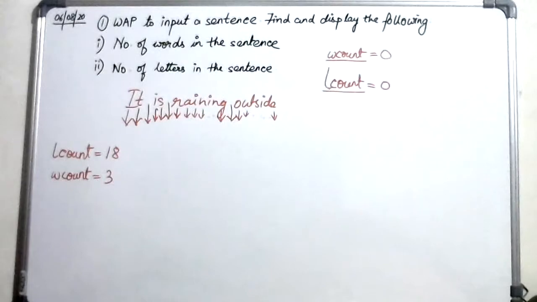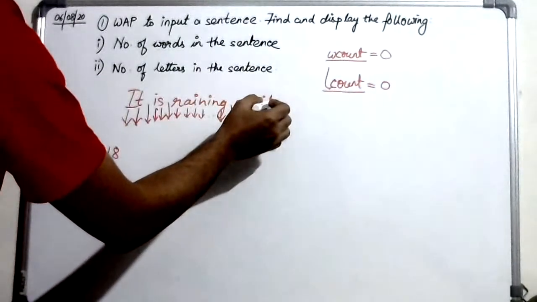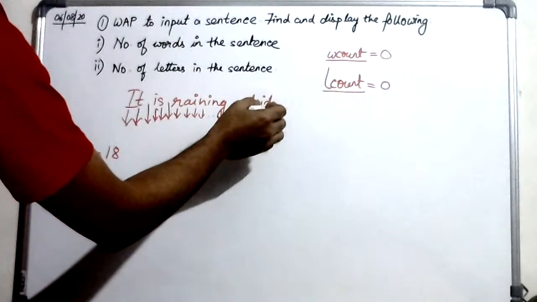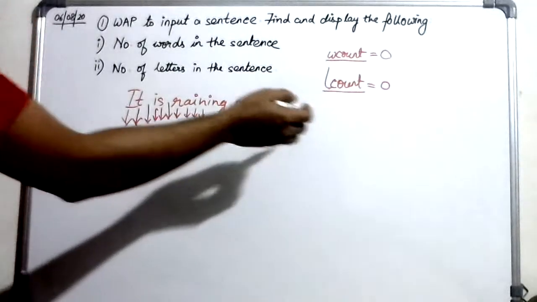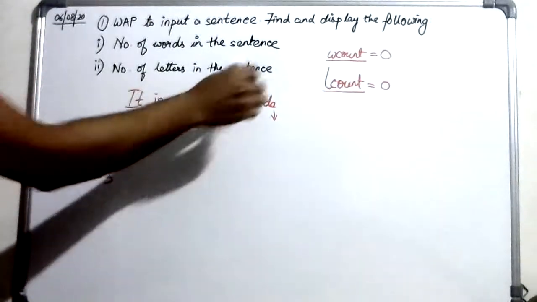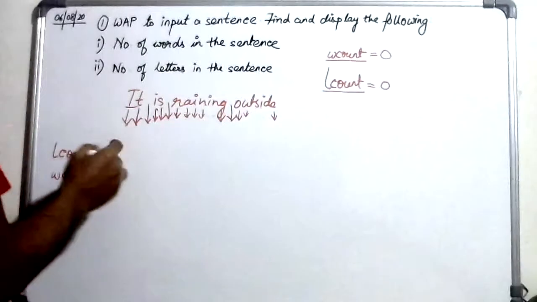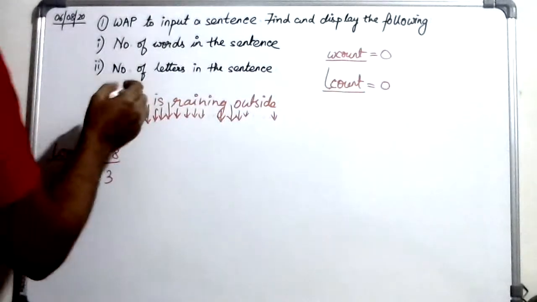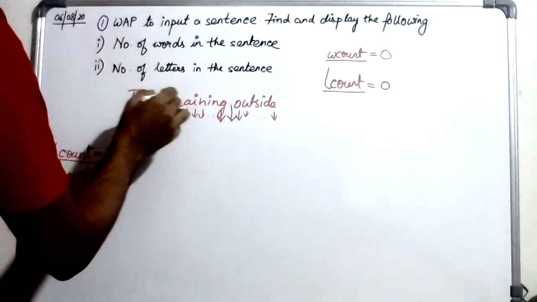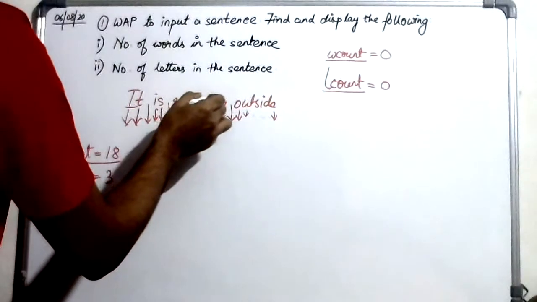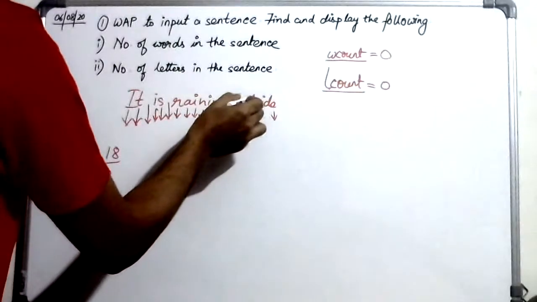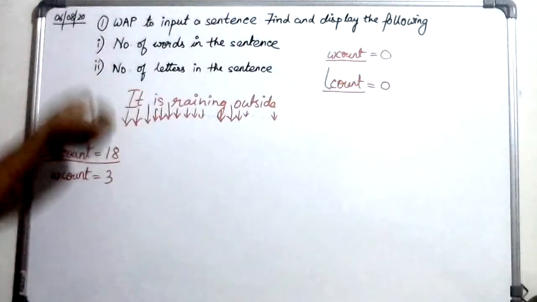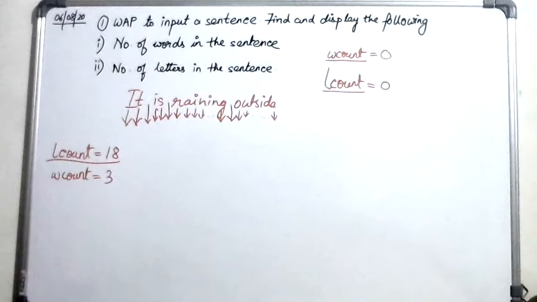Now at the end we have finished extracting all the letters. After this there are no letters to be extracted, so we have come to the end of the sentence. The final L count value that we have is 18. Let's count it once more: 1, 2, 3, 4, 5, 6, 7, 8, 9, 10, 11, 12, 13, 14, 15, 16, 17, 18. So we have the correct L count. The number of letters in this particular sentence is 18.